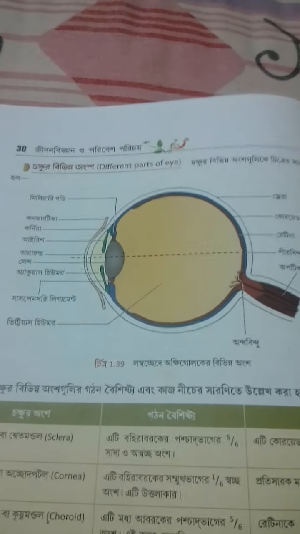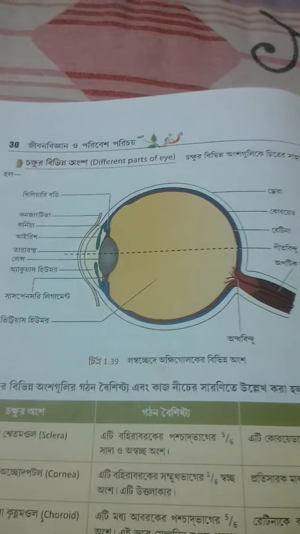Today I want to discuss the different parts of the eye. So let's see the eye. This is the portion of the sclera. This is the outermost portion. All of you have seen it, and it helps to protect the choroid.